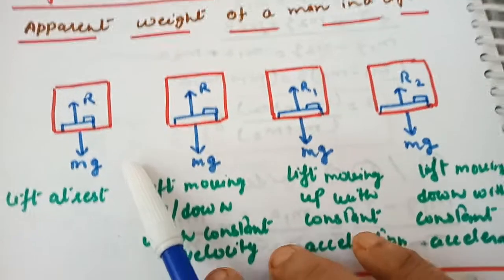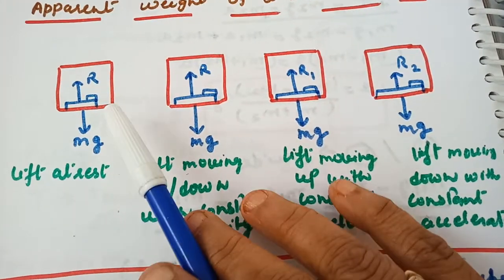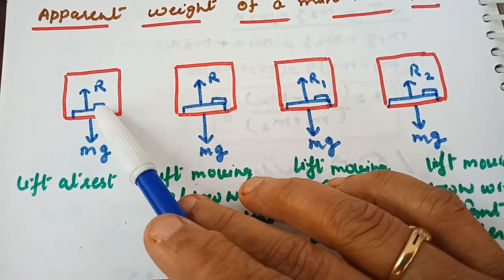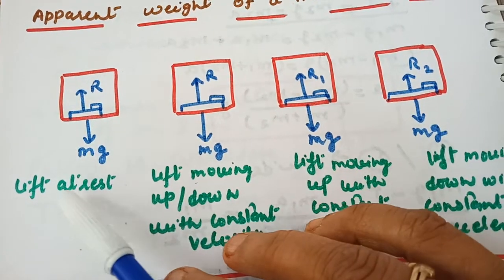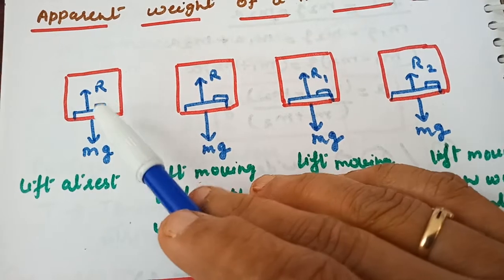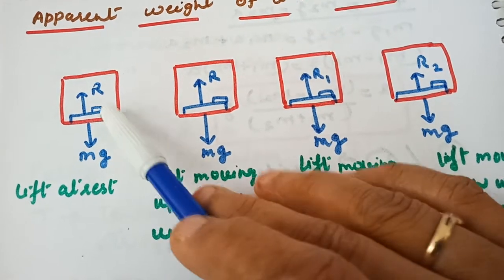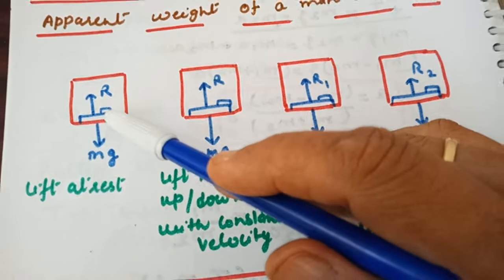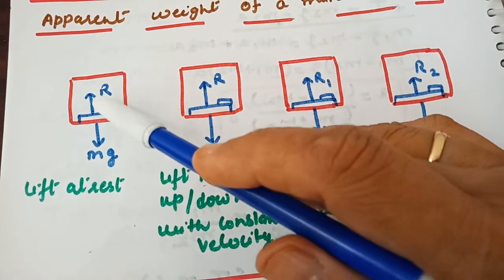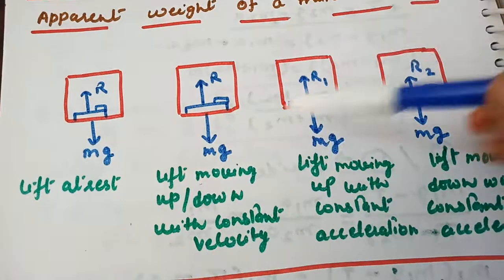So here I have taken four conditions. Suppose a man is standing in a lift on a weighing machine, but the lift is at rest. So there are two forces acting: mg, the weight of the person acting vertically downward, and the reaction on the person through the weighing machine in the upward direction, that is R.